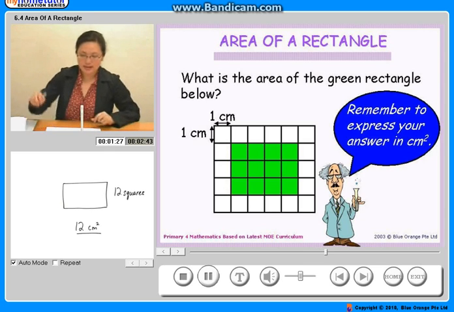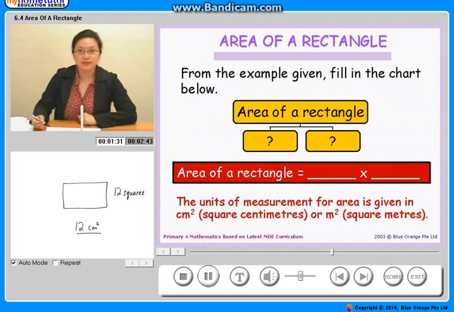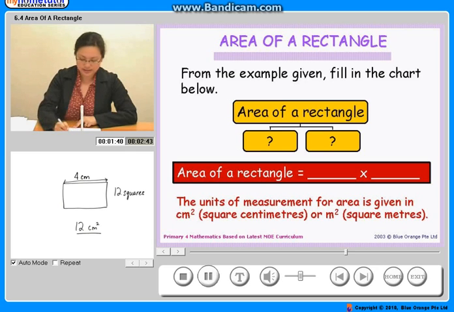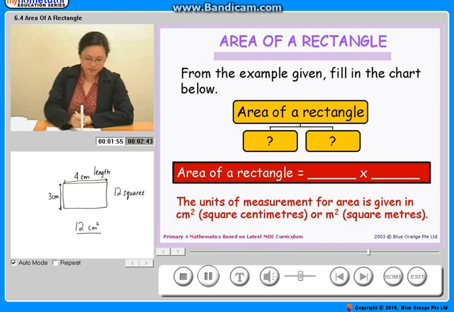Now next we are going to use a formula to actually show that we can find 12 square centimeters for this rectangle. Now if you remember, we have actually the distance here, or the length here, is 4 centimeters, and the length over here is 3 centimeters. Now what we're using here is actually called length for the longer side and breadth for the shorter side.